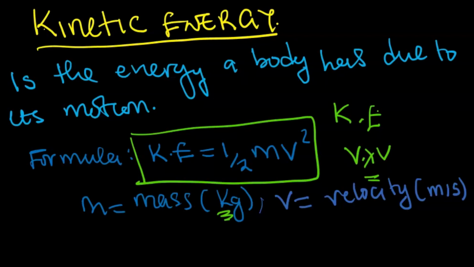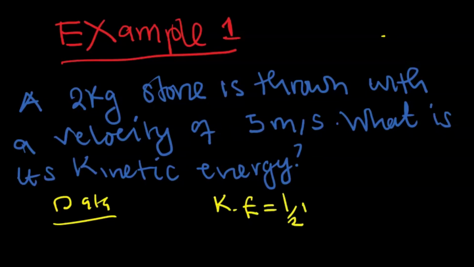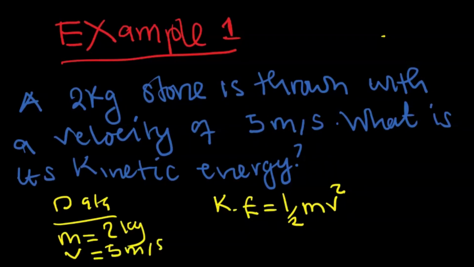Let us look at an example. A 2 kg stone is thrown with a velocity of 5 meters per second. What is its kinetic energy? Let us calculate the kinetic energy. Let us look at the data that we have. For us to calculate kinetic energy, the formula is KE equals half mass and velocity squared. What is our mass? Our mass is 2 kg. And what is our velocity? It is 5 meters per second.